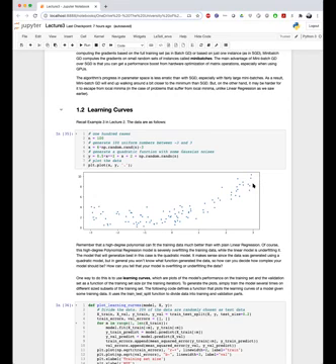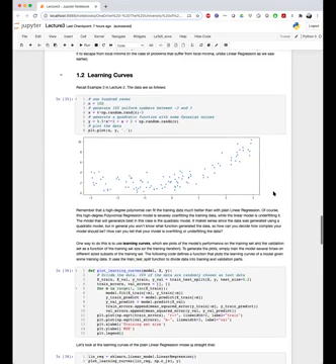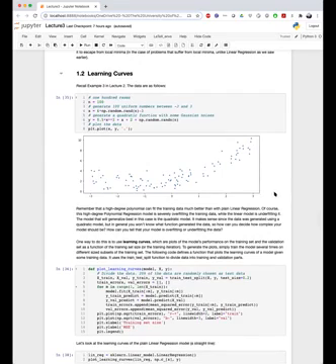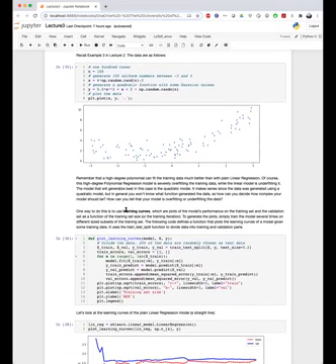But for example, if the model is complicated, if it's multidimensional, how can you decide whether it's underfitting or overfitting? Here we want to introduce something called the learning curves.